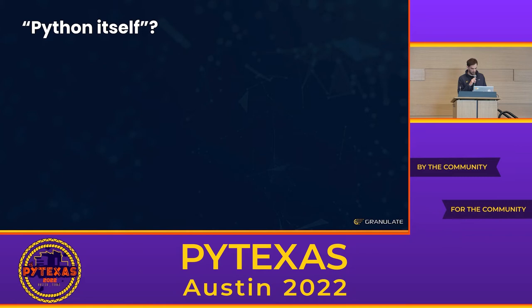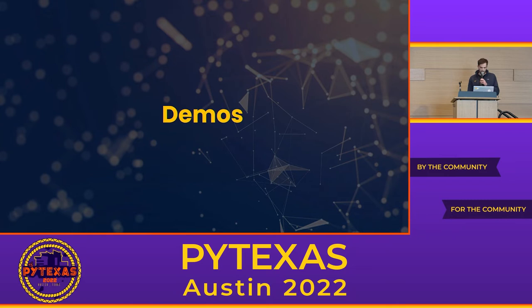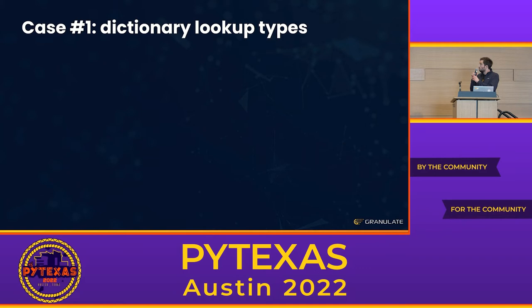So, I have collected a number of demos. For simplicity, I chose demos focusing on dictionaries, which are a key component of the Python runtime. There are many, many other optimizations, though. Once again, feel free to stop me with any questions during the demos. So, the first one will revolve around the dictionary lookup types.